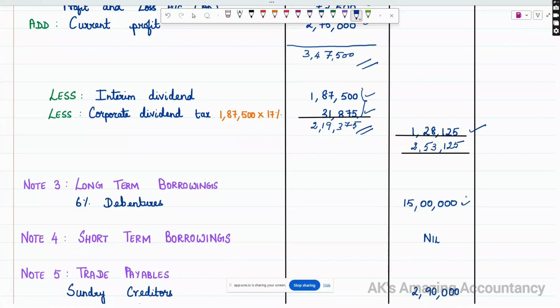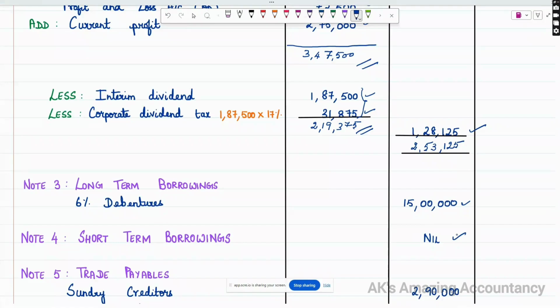So what do you mean by short-term borrowings? Loans that are repayable on demand or within 12 months from the date of the balance sheet are usually classified as short-term borrowings. Examples for short-term borrowings include overdraft or cash credits from banks, loans from other parties, and so on. In this particular problem, we don't have any such item, so short-term borrowings will be nil. So just write short-term borrowings and put nil. Then Note 5 is for trade payables.